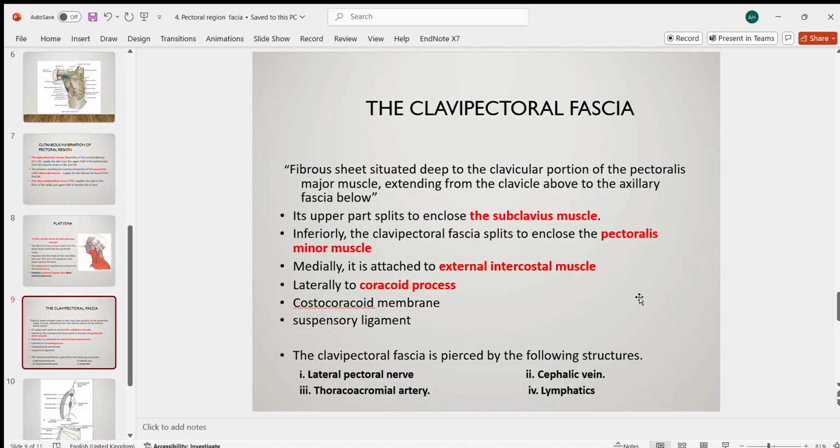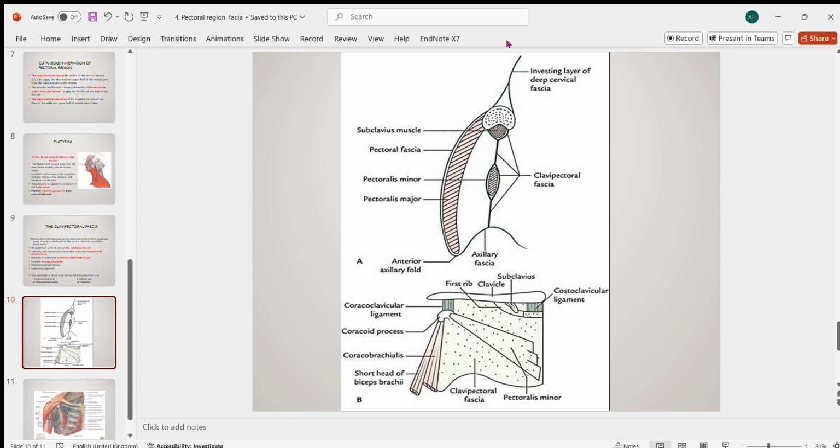Now coming to clavipectoral fascia, this is one of the deep fascias of the pectoral region. The clavipectoral fascia starts at the level of the clavicle. Above the clavicle, it becomes continuous with the investing layer of deep cervical fascia. This picture very briefly summarizes the main features of clavipectoral fascia. So above this structure is the clavicle.